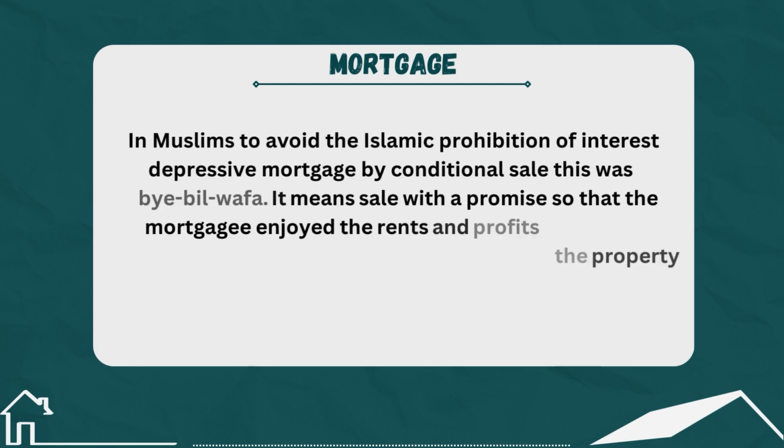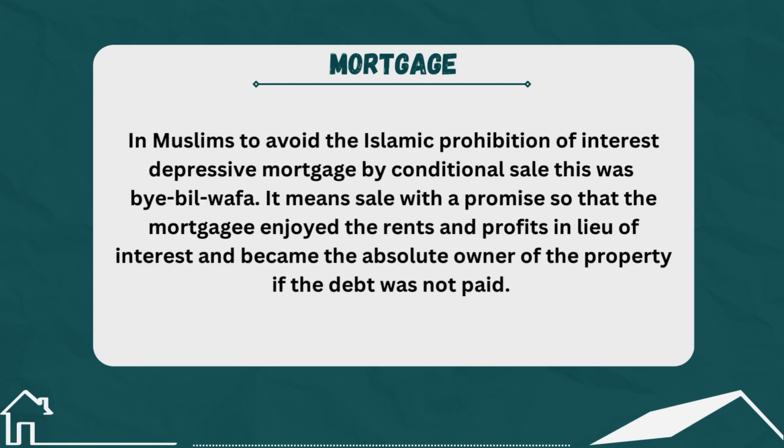Among Muslims, to avoid the Islamic prohibition of interest, the prevalent mortgage was by conditional sale, which was bai bil wafa. It means sale with a promise, so that the mortgagee enjoyed the rents and profits in lieu of interest and became the absolute owner of the property if the debt was not paid.